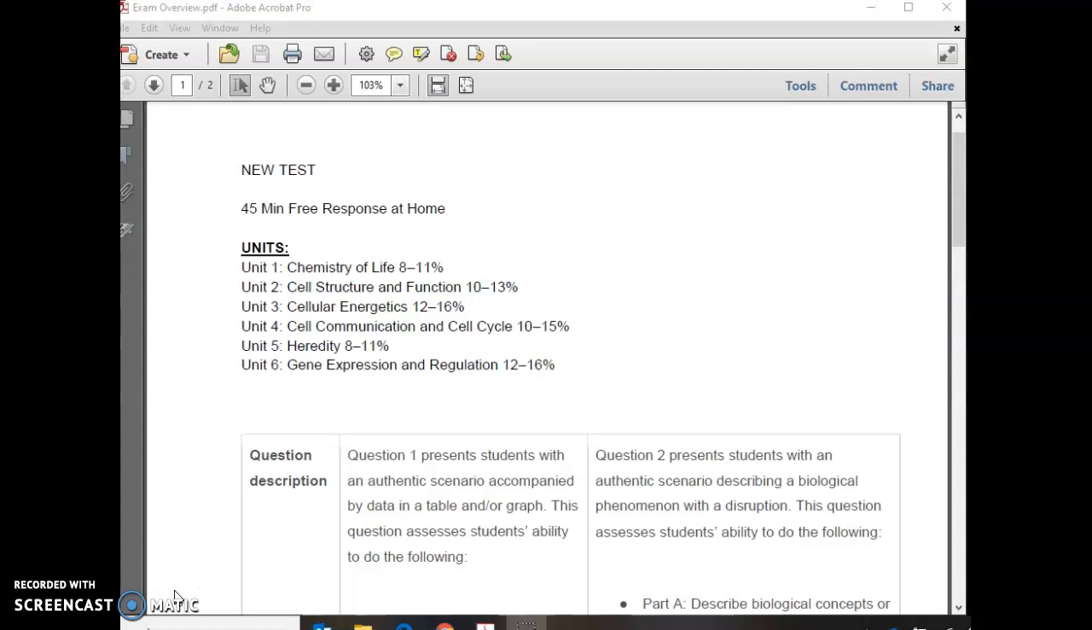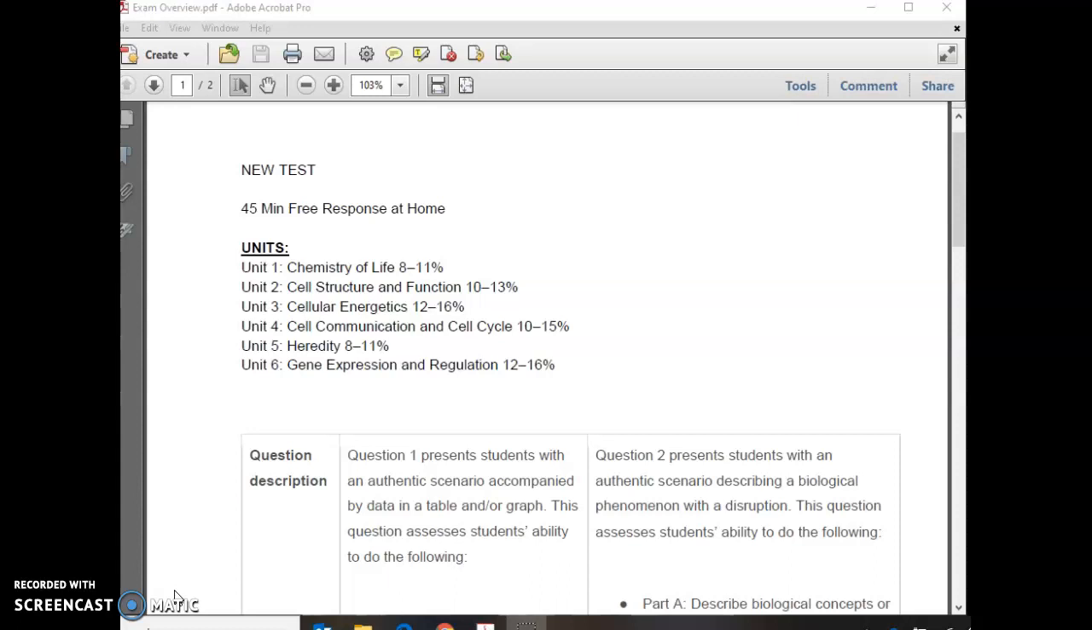They broke it down percentage-wise, what could possibly be on the test. Now, I think this is what it was before the changes. So just double check those numbers, especially because there are only 2 FRQ questions and there's no way that they can test you on every single topic that we've covered in 45 minutes in 2 free response questions. It's just not possible. Okay.